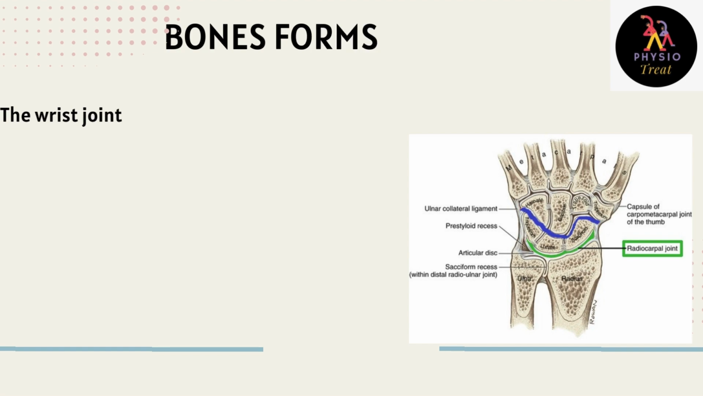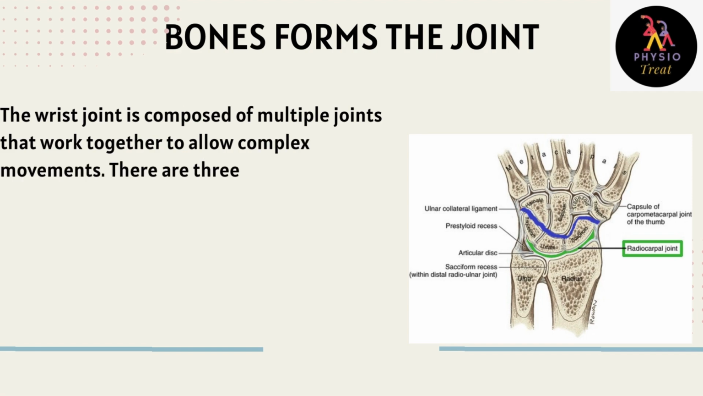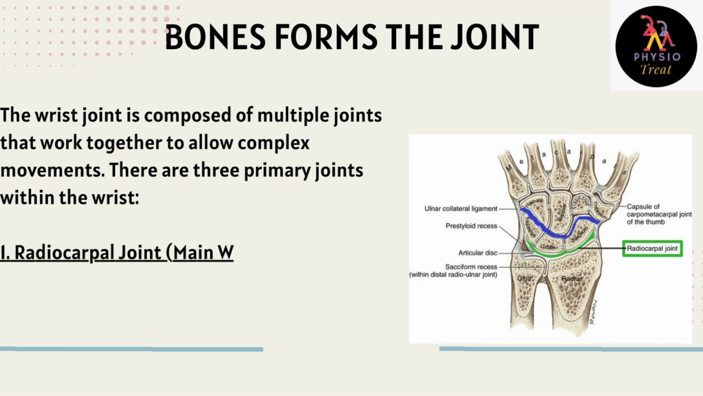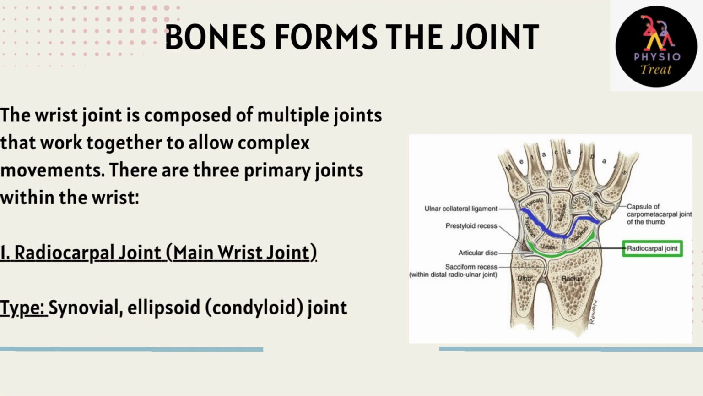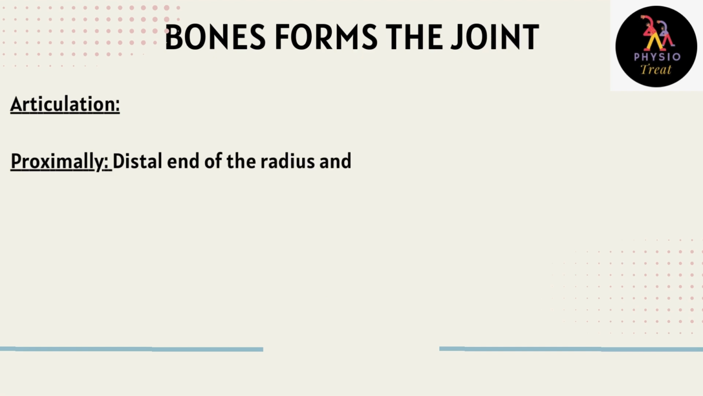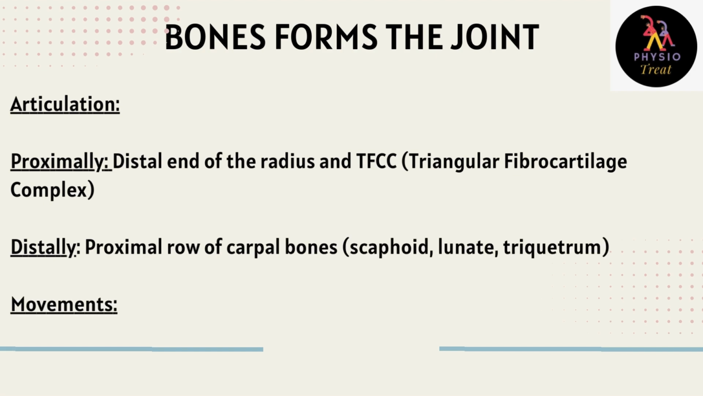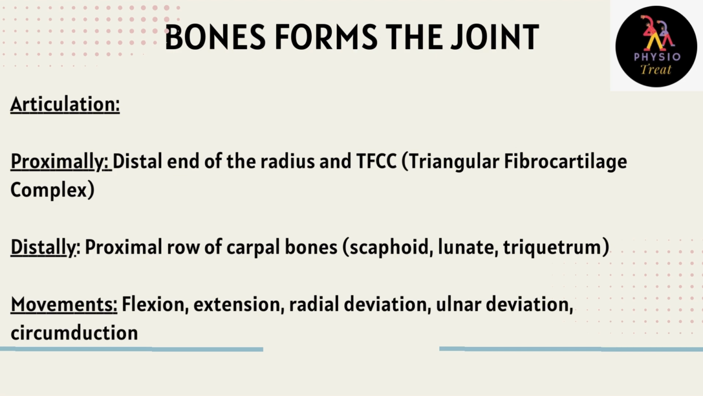Joints formed by the bones. The wrist joint is composed of multiple joints that work together to allow complex movements. There are three primary joints within the wrist. 1. Radiocarpal joint. Type: synovial, ellipsoid joint. Articulation: proximally, distal end of the radius and triangular fibrocartilage complex; distally, proximal row of carpal bones. Movements: flexion, extension, radial deviation, ulnar deviation, circumduction.